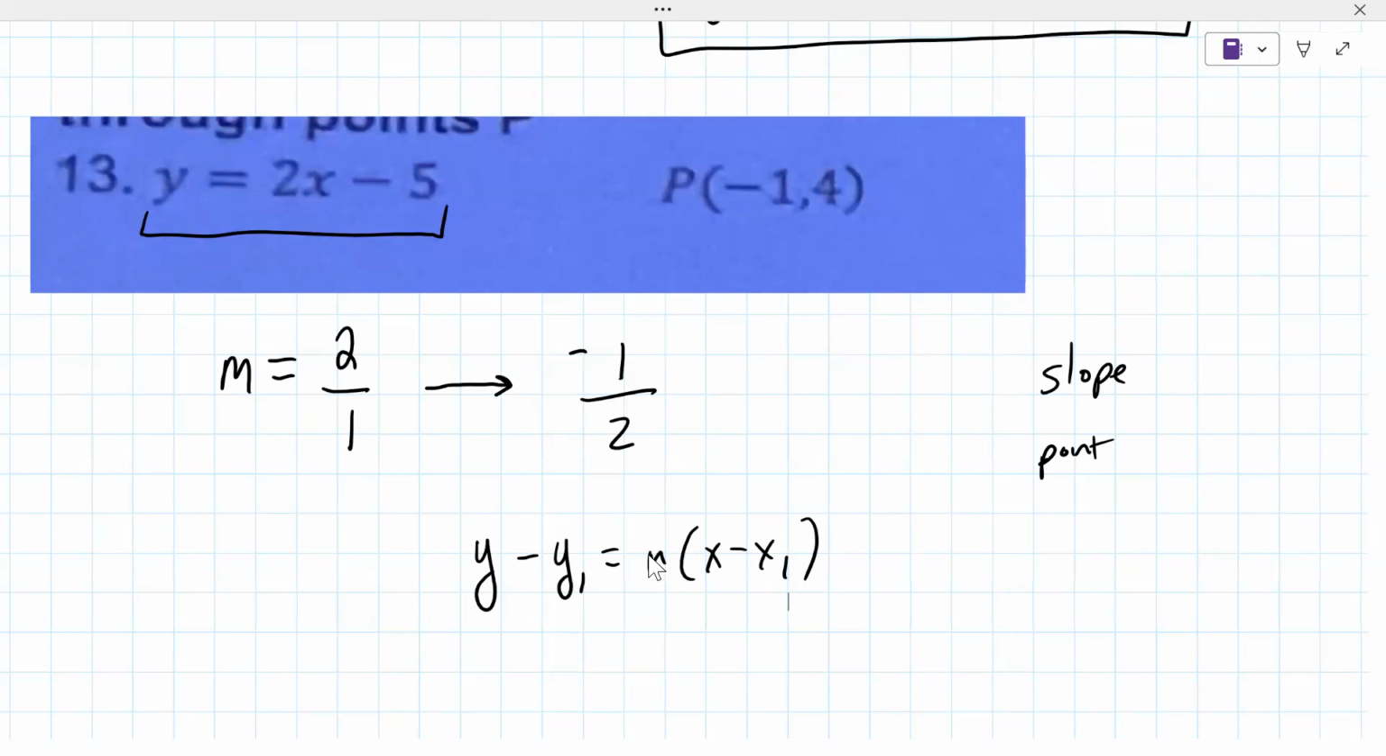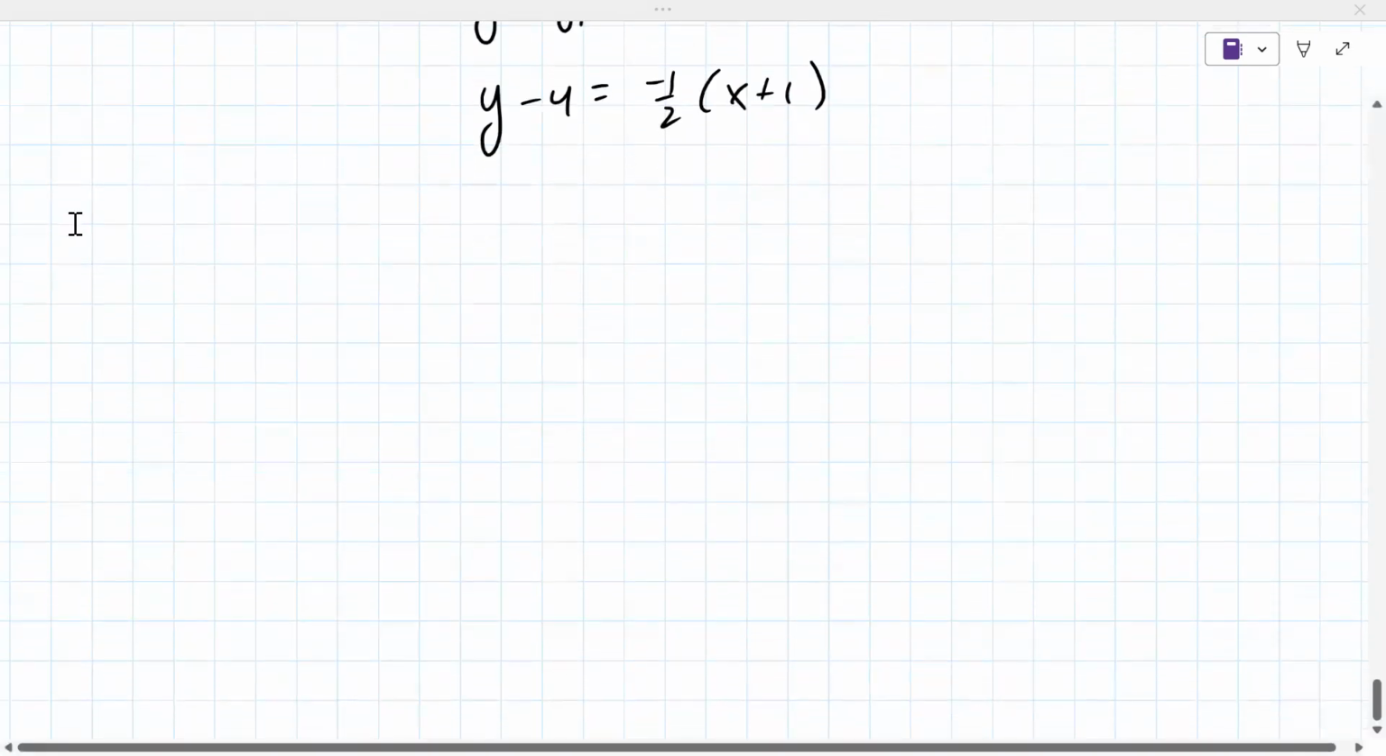Okay, so y minus 4 equals negative 1/2 in parentheses x plus 1. Good. Very good. Let's go back to 12. We might, we'll see. Might not finish 14.